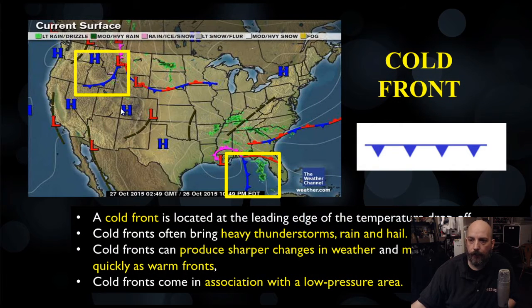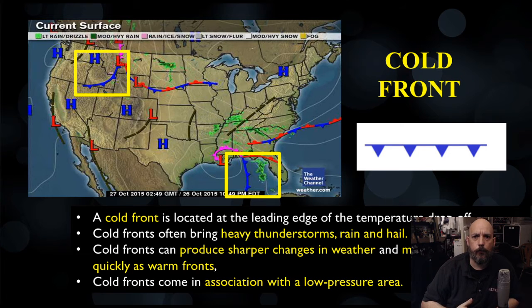With the cold front, like he said, the cold front is located on the leading edge of a temperature drop-off, where we go from hot down to cold. You can see the arrows of the cold front show you which way it's pointing. When you have cold fronts, you tend to have rain, which is precipitation. You could have heavy thunderstorms, light thunderstorms, hail, things like that. Cold fronts are going to produce a sharper change in weather, so it's going to quickly go from hot to cold.